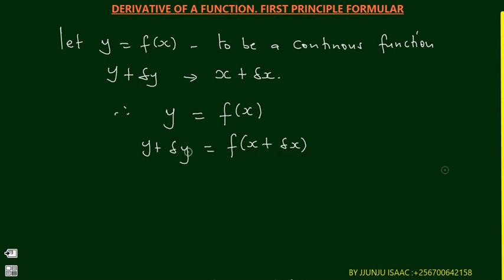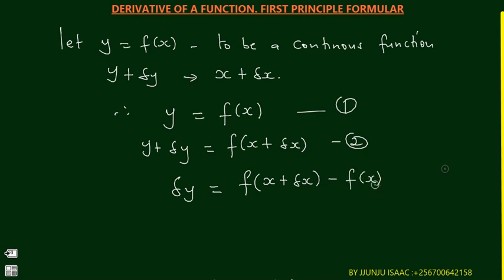So, if I call this one 1 and this one 2, I'm going to subtract 1 from 2. So if I do that, y plus delta y minus y, I will remain with delta y. And here I will have f of x plus delta x, then minus f of x.